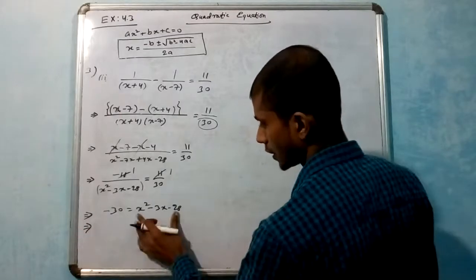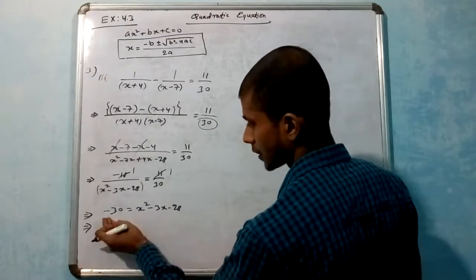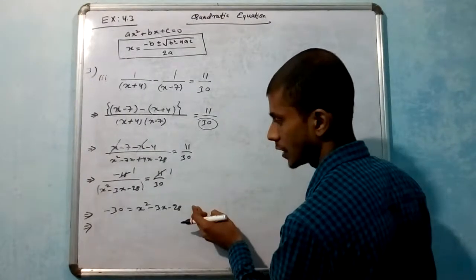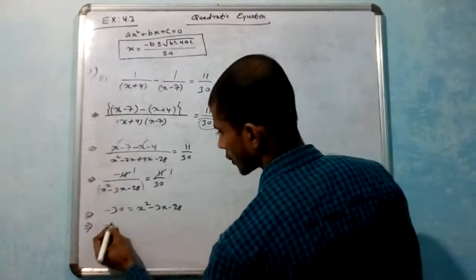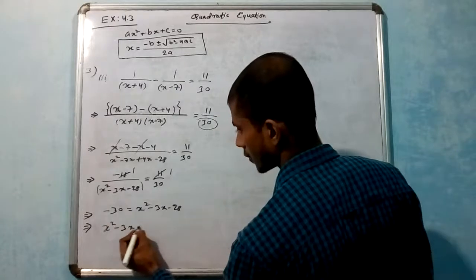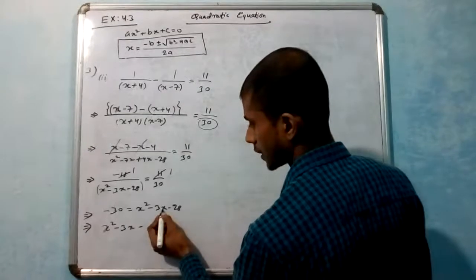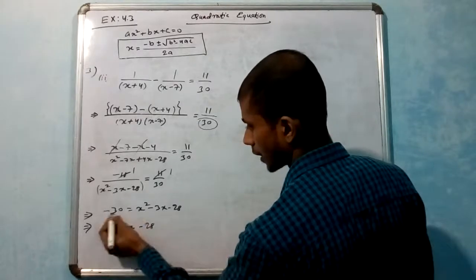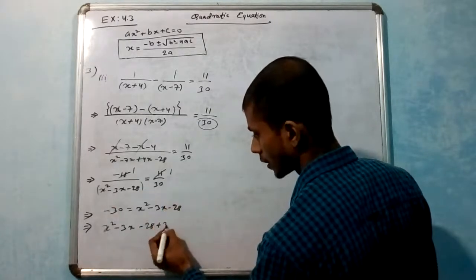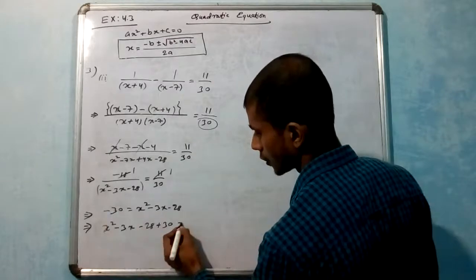So let this be as it is, right? And then minus 30 will come this side, will become plus 30 and is equal to 0. So can I write x square minus 3x minus 28, and then minus 30 coming this side, it is becoming plus 30, and here nothing left, so is equal to 0.